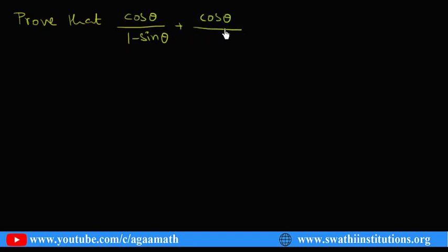Prove that cos theta by (1 minus sin theta) plus cos theta by (1 plus sin theta) equals 2 secant theta. Here also, I just take the LHS and write it here: cos theta by (1 minus sin theta) plus cos theta by (1 plus sin theta).